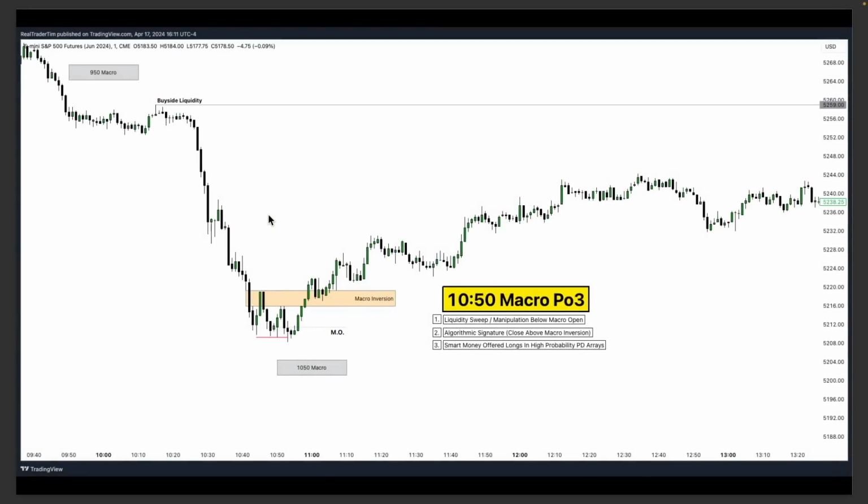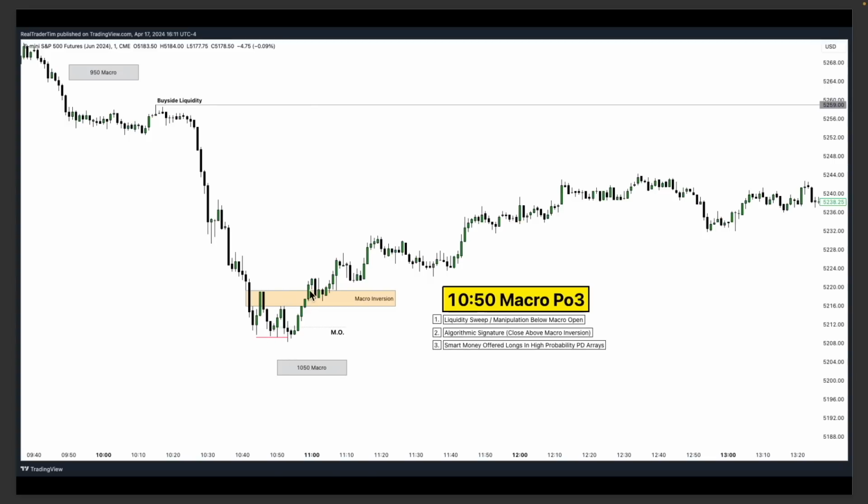We're back to the S&P's 1 minute chart, and we're looking at the 1050 macro power of 3. So our first annotation is that we see a liquidity sweep below the macro opening price. So you can see again, like the other examples, this dotted line, MO, macro opening price, right at 1050. We come down and we have that sell side liquidity purge one last time.